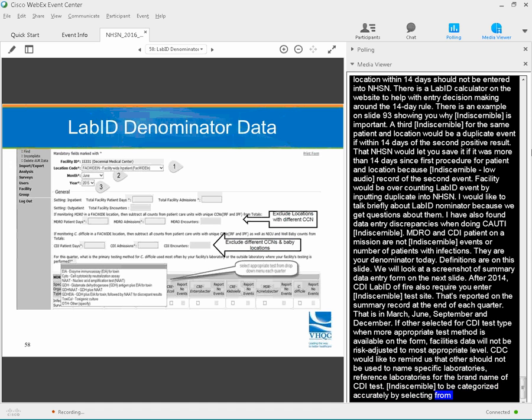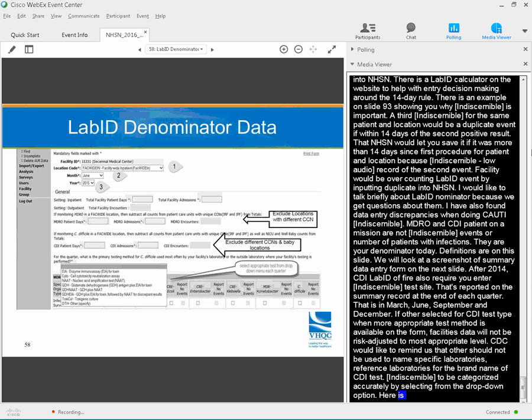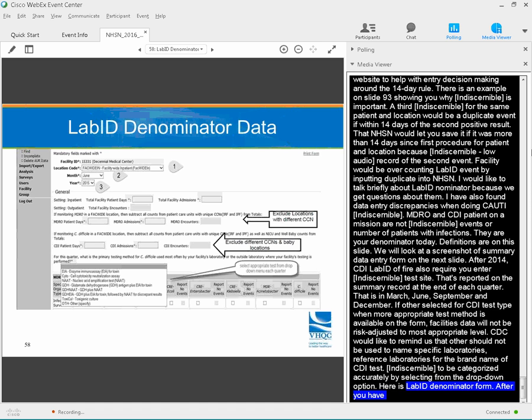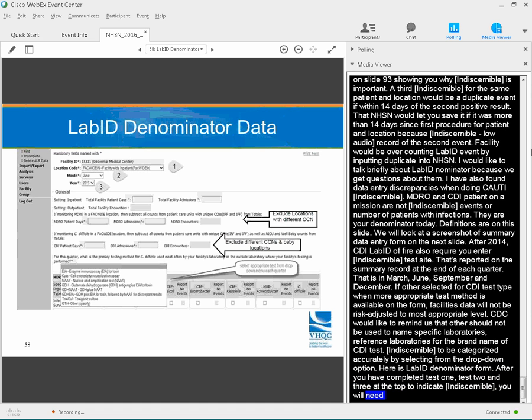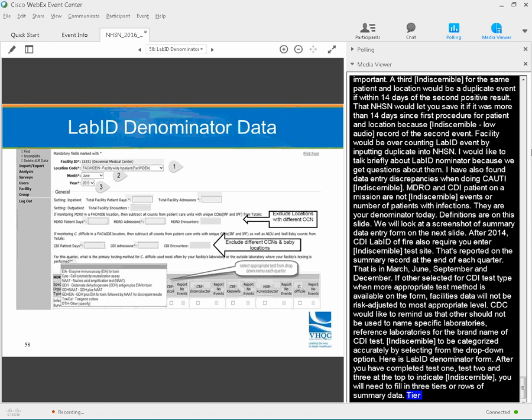Here is the Lab ID denominator form. After you've completed steps 1, 2, and 3 at the top to indicate facility-wide in and month and year, you will need to fill in 3 tiers or rows of summary data. For Tier 1, input total patient days and total patient admissions per the definitions on the previous slide.